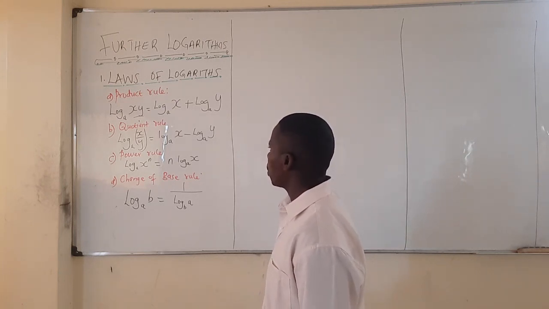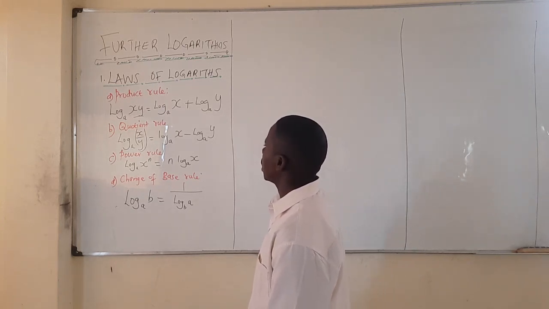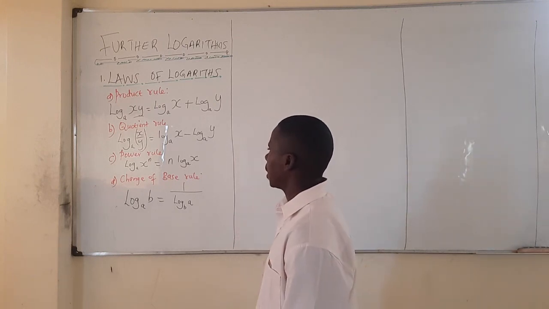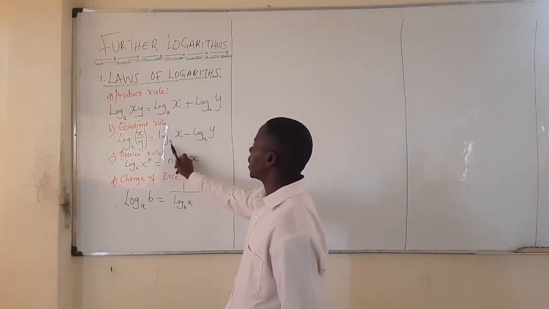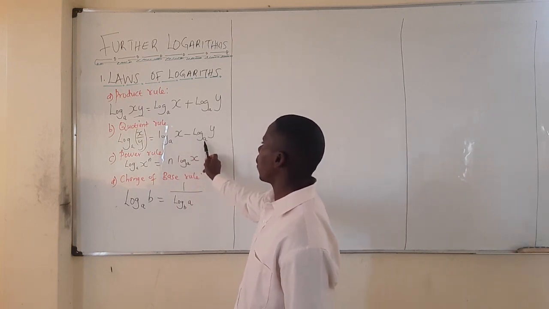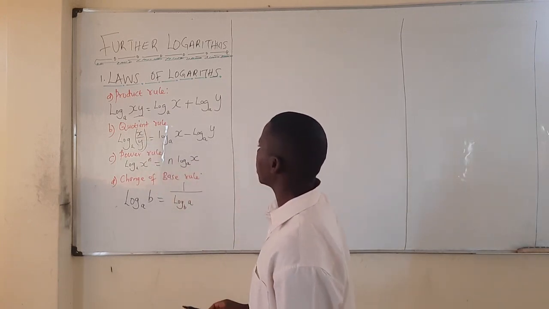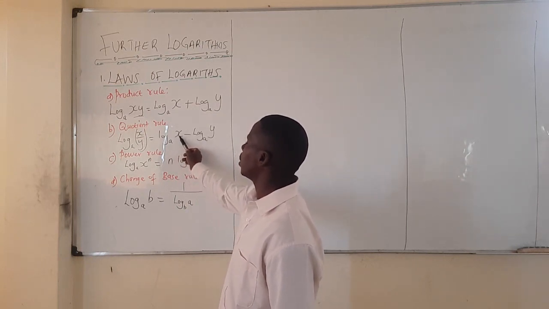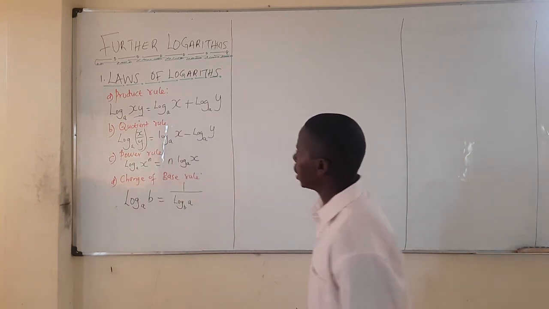Number 2, we have the quotient rule, and here we have the log of x over y to the base of a. This should give you the log of x base a minus the log of y to the base of a. So when you're dividing 2 numbers, we can write their log as the log of the numerator minus the log of the other number, the denominator.